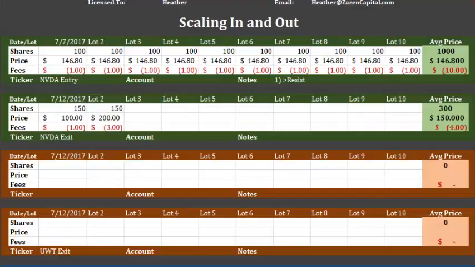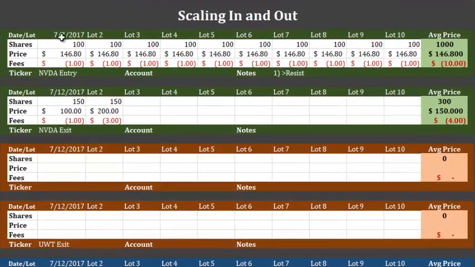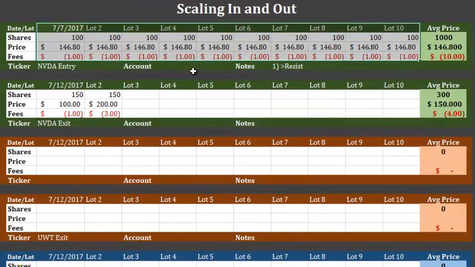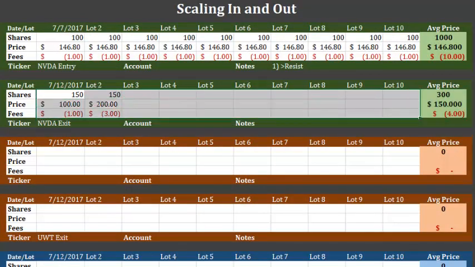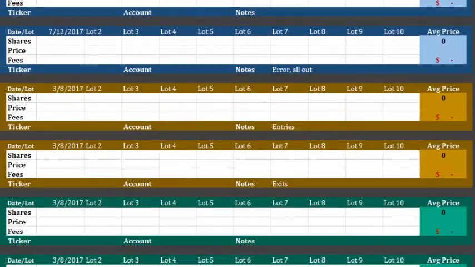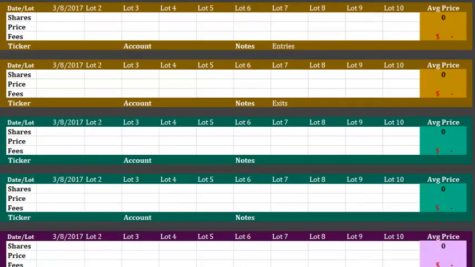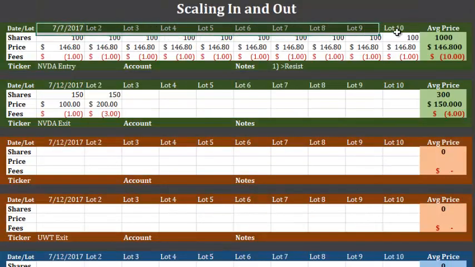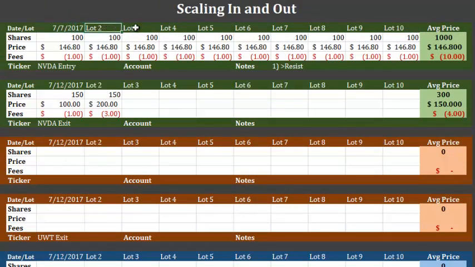After that, there's the scaling in or out calculator. You can put up to 10 lots to enter or 10 lots to exit any given trade, and you have multiple tickers that you can keep track of. In the top column where it says lot, you could put the date if you prefer, or you can just leave it as lot 1, 2, 3 all the way to 10.